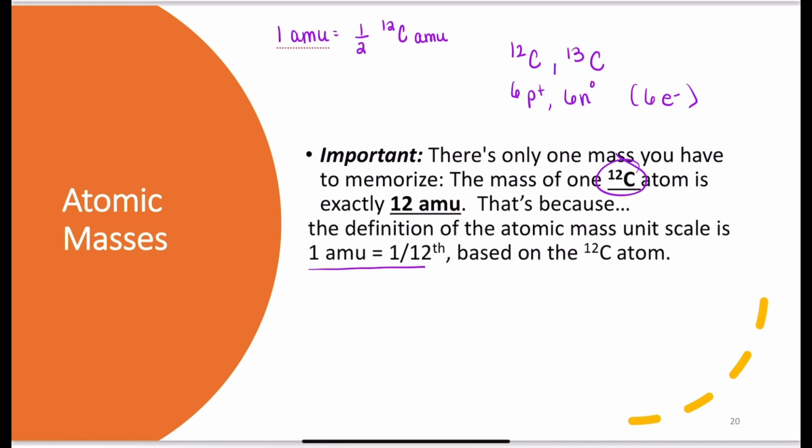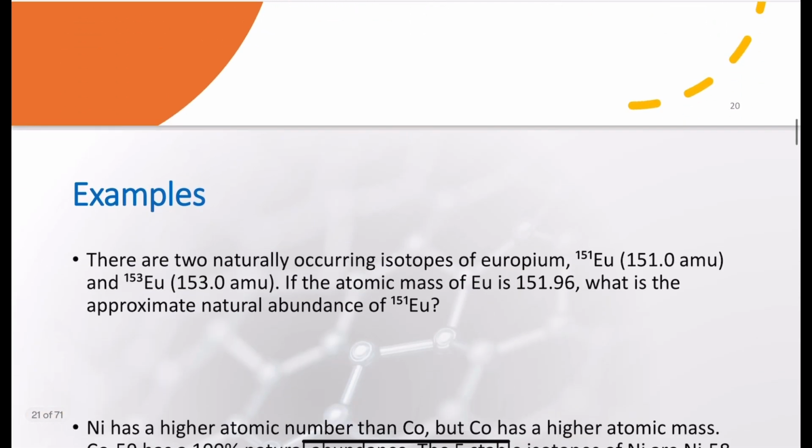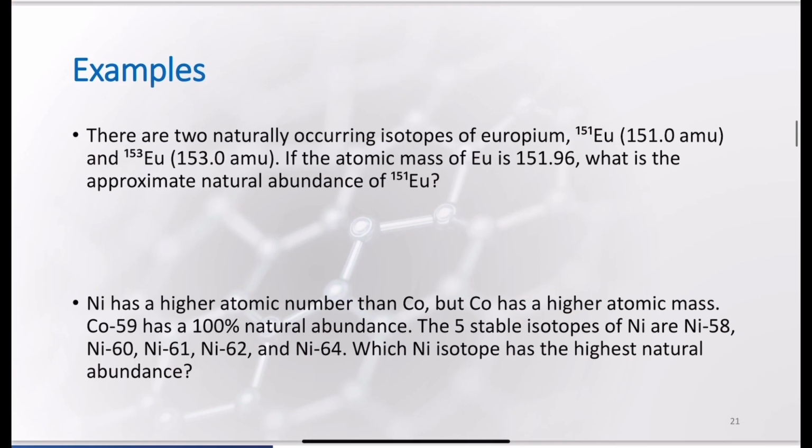So again, 1 AMU is 1/12 that of a carbon-12 atom. You have to know that carbon-12 is exactly, meaning no limit to sig figs, 12 AMU. So 12.0 repeating AMU is a carbon-12 atom. That's going to come back into play in just a couple examples. First, let's work a couple others.